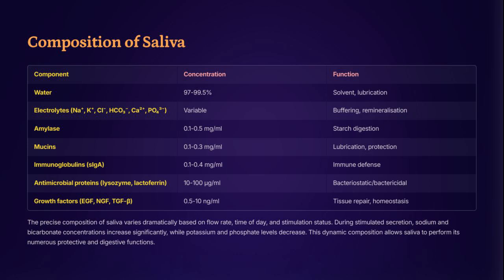Then come the enzymes, like amylase, which starts breaking down starches right in your mouth, and lingual lipase, which helps with fat digestion. Saliva also contains mucins, which are slippery proteins that lubricate your tongue, cheeks, and food to make swallowing smoother. Your immune system gets help too. Saliva has immunoglobulin A and antimicrobial proteins like lysozyme and lactoferrin that fight off harmful bacteria.